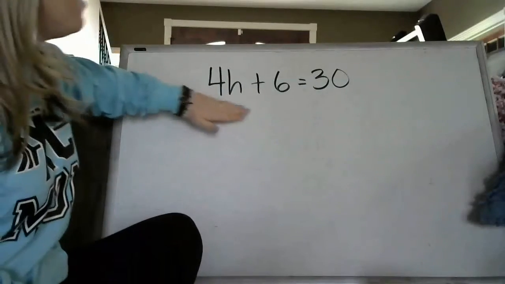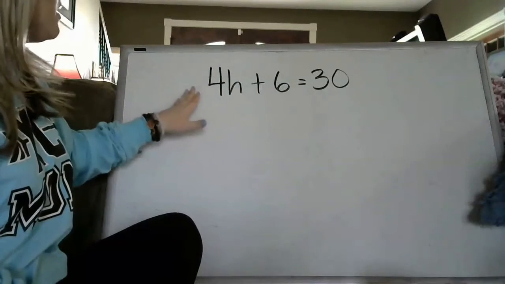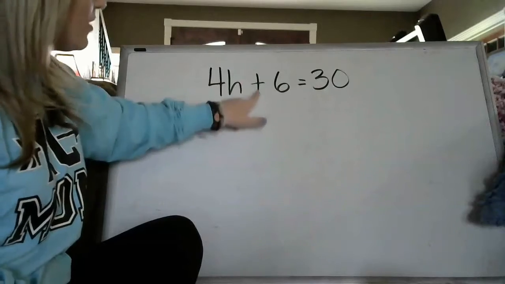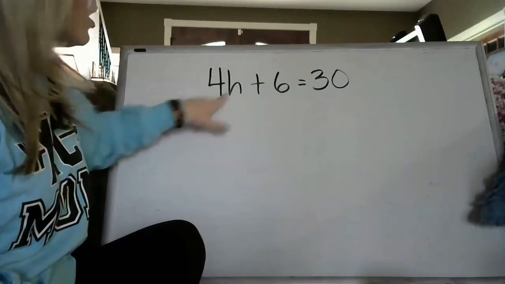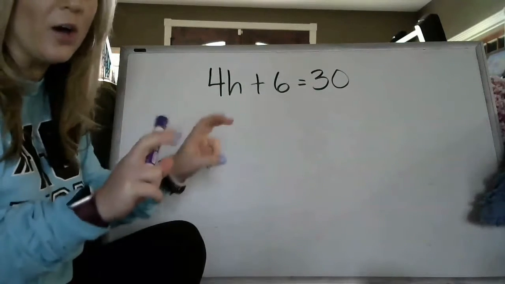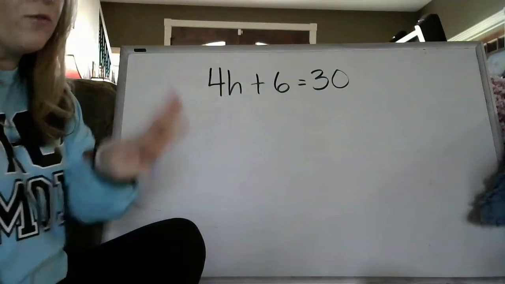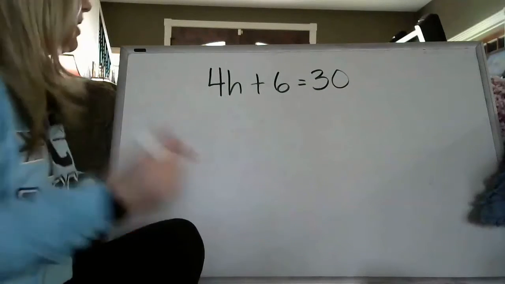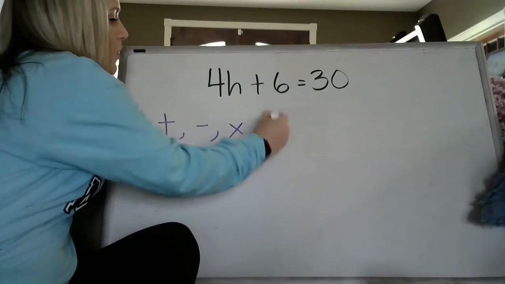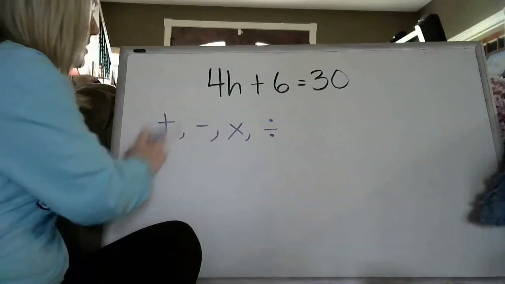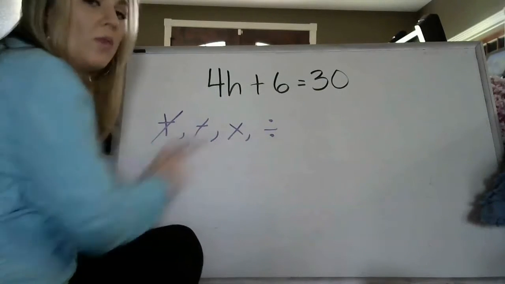All right, so the first one is 4h plus 6 equals 30. So when we're looking at this, we know this is plus 6, we know this is 30, and this is an equal sign. But what is this 4 doing to this h, or this coefficient as we learned last week? 4 is the coefficient to h. There's only 4 operations in math that it could be doing. It could either be adding, subtracting, multiplying, or dividing. We know it's not adding. We know it's not subtracting. So now it's either multiplying or dividing. We've got to figure that out.